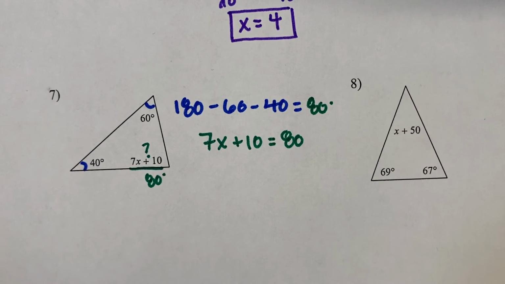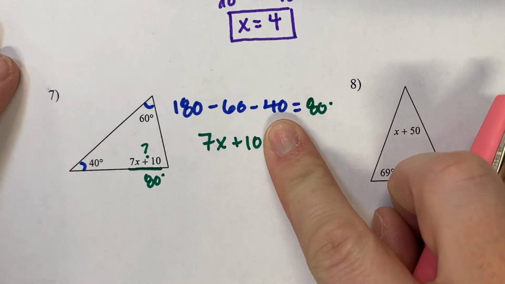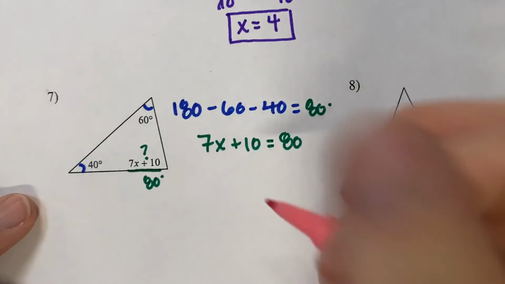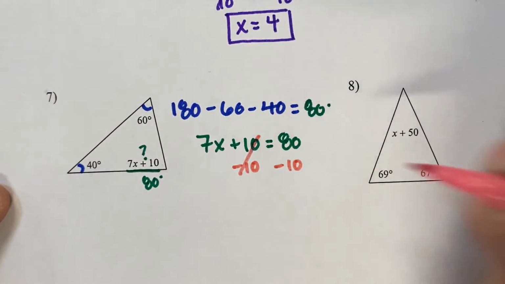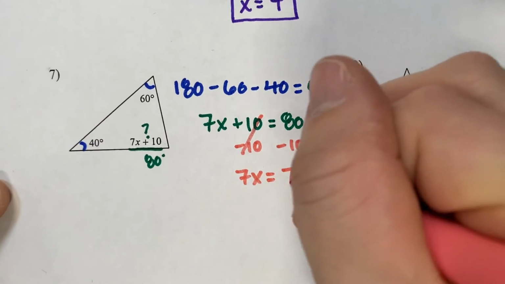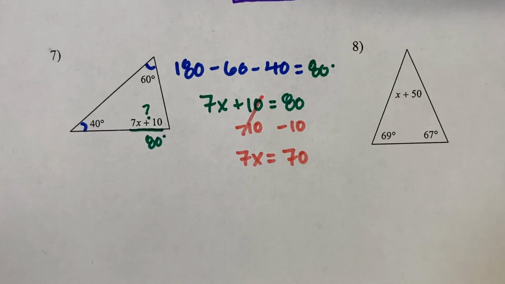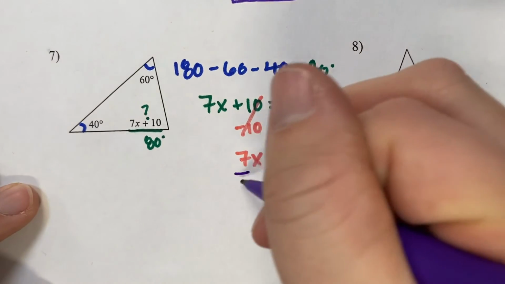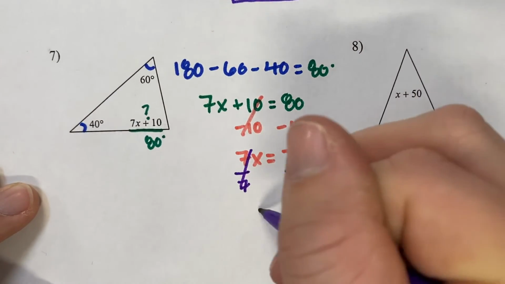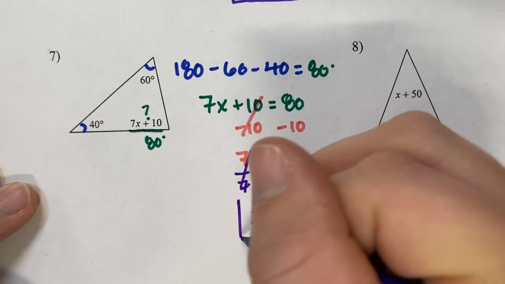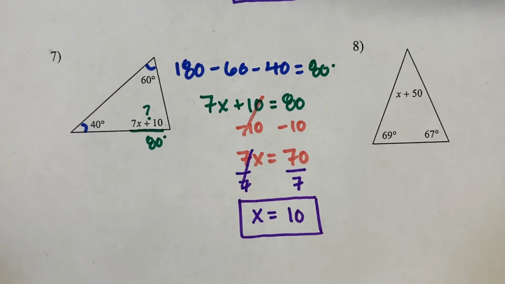and solve for x. Okay, so now we're looking at this side. What's farthest away from my x is the plus 10. Opposite of plus 10 is subtract 10 from both sides. I get 7x is equal to 80 minus 10, which is 70. Okay, and my very last step, the opposite of times by 7, divide by 7. So x is equal to 70 divided by 7, which is 10. Perfect.